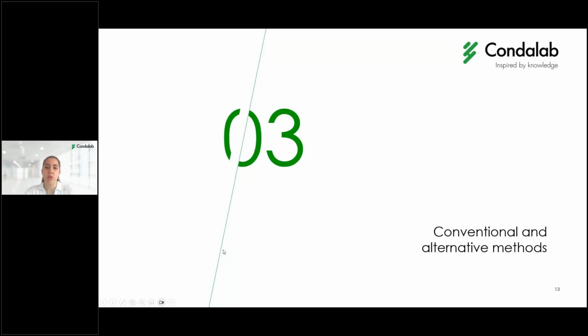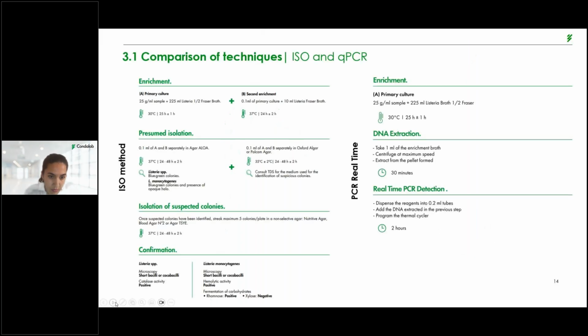So now we will talk a little bit about the conventional method and also the PCR, that is an alternative method to detect Listeria monocytogenes. We will start with the ISO method. For this one, we will have to start with the enrichment step. First, primary culture in half Fraser broth, and then a second enrichment in Fraser broth. Both of them take us 25 hours. 25 hours to continue with the next step.